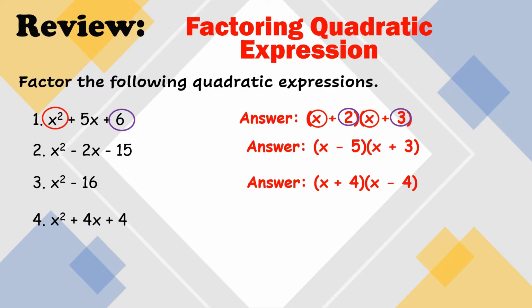Let's have x squared plus 4x plus 4. This time, we're going to have a perfect square trinomial. So we will have x plus 2 times x plus 2, or x plus 2 squared.